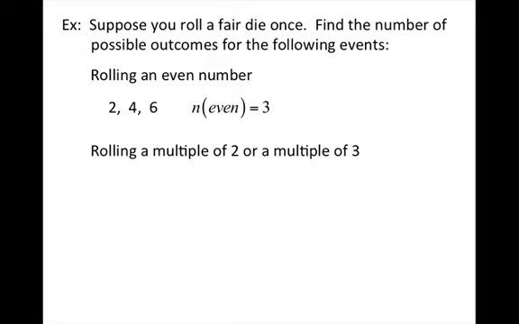Well, what about the event of rolling a multiple of 2 or a multiple of 3? My multiples of 2 are my even numbers, 2, 4, and 6. The multiples of 3 are 3 and 6. Since the 6 is counted in each option, I only want to count it once, not twice. So there are really only 4 ways I can roll a multiple of 2 or 3: roll a 2, a 3, a 4, or a 6. Don't count the 6 twice.